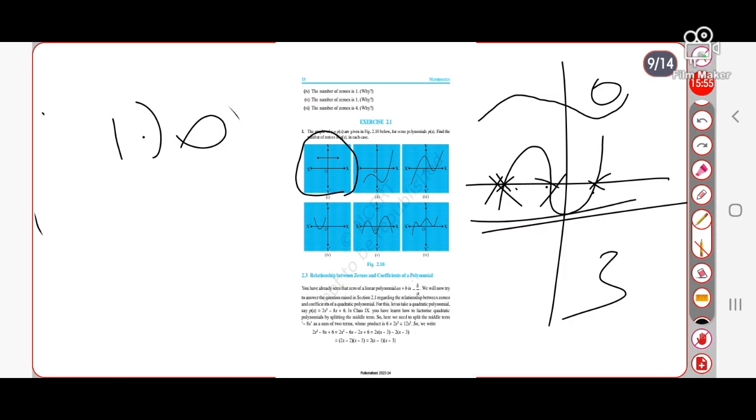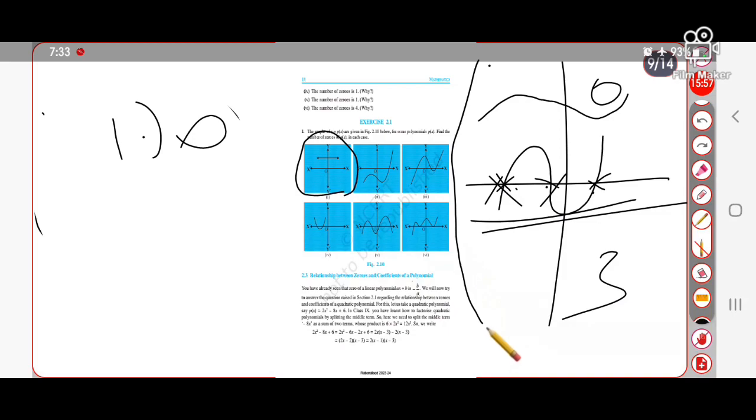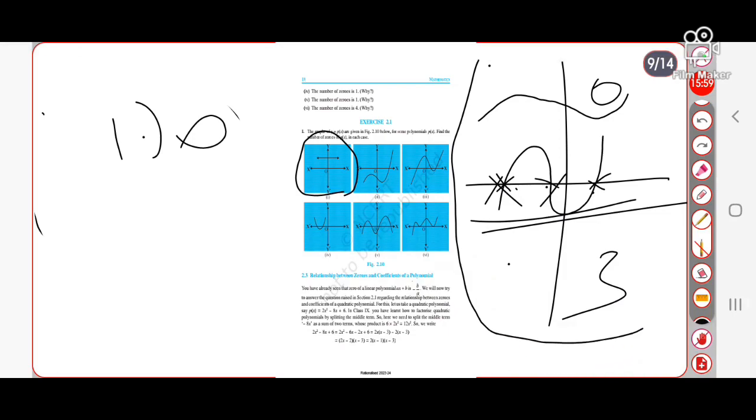As I told you, this is a general depiction. Have this as a general depiction. Okay, it is not touching, right? This is the x-axis. The line is not touching the x-axis. So the number of zeros of this polynomial for this case is 0, right?